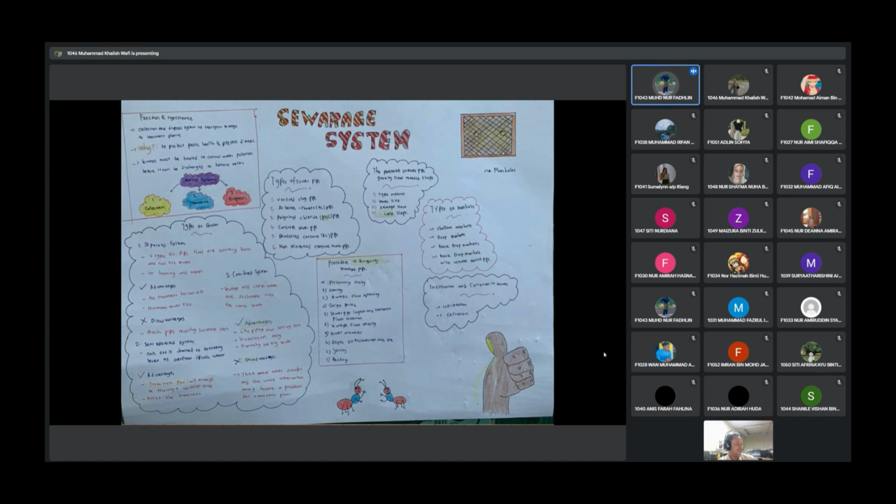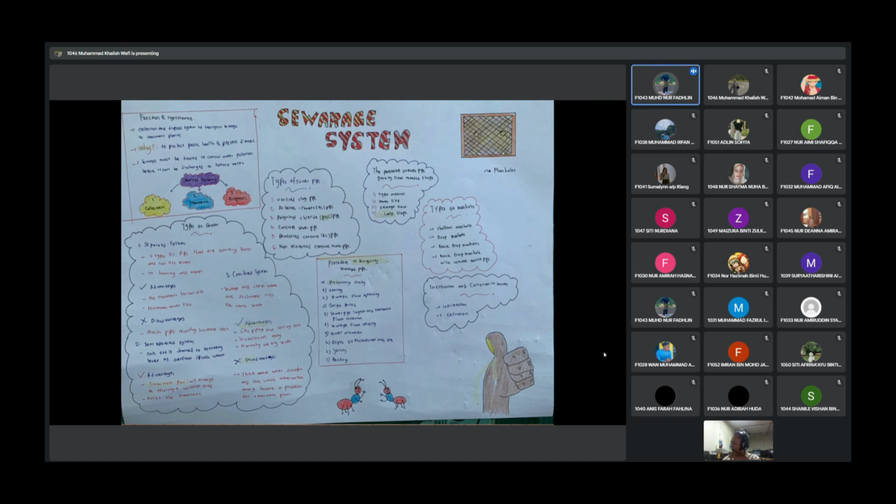Next topic is sewerage. Tajuk pun benda awak tulis ni. Ya Allah. Tajuk salah tu. Sewerage. Sewer. Cuba je sewer. Tak apa. Teruskan.